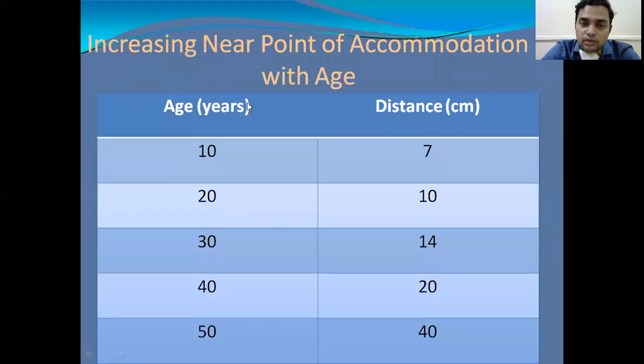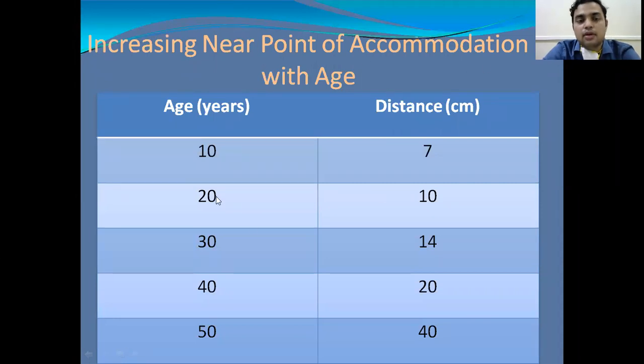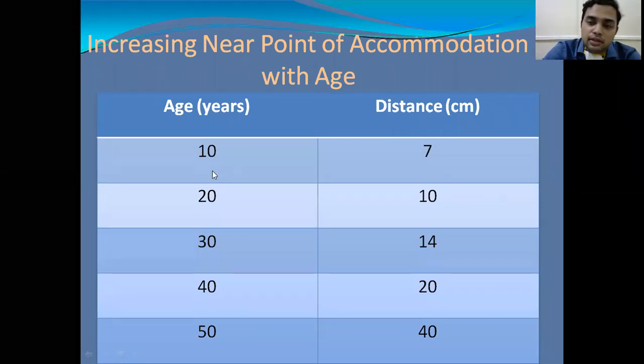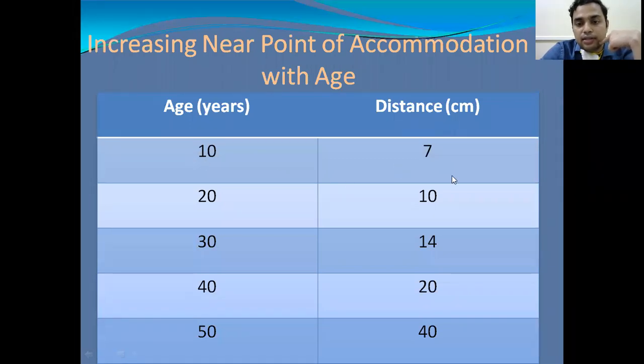So the near point of accommodation increases with age. Here, at the age of 10 years, the near point of accommodation is 7 centimeters. That is, a child who is 10 years old can see an object clearly even when it is put as near as 7 centimeters.